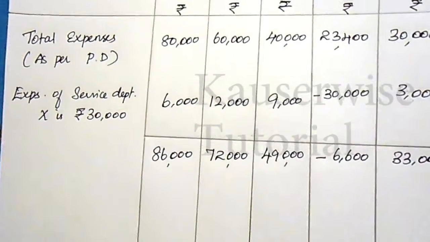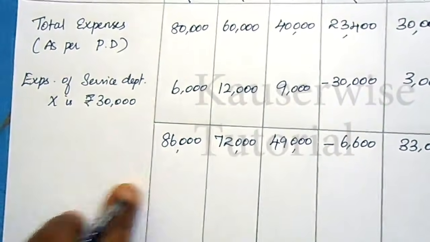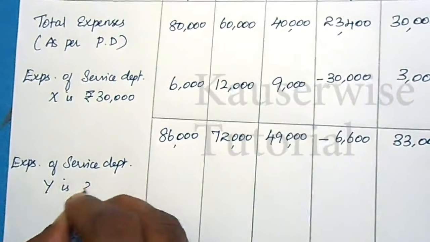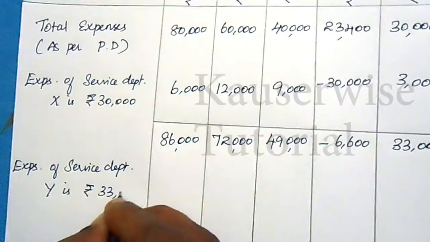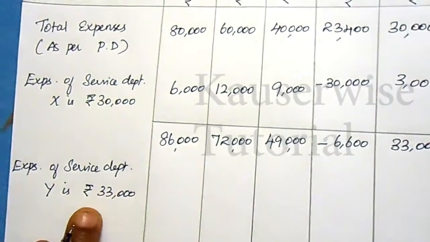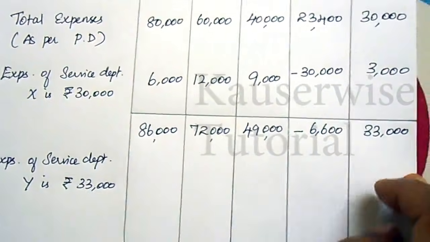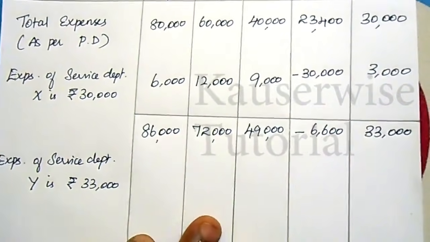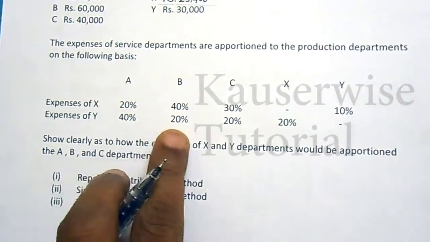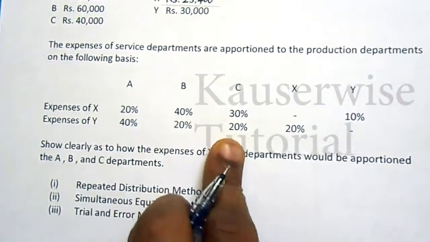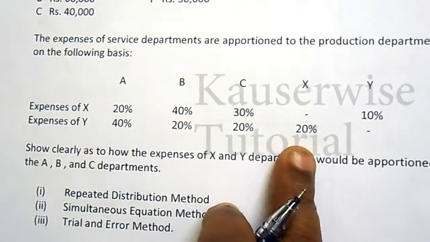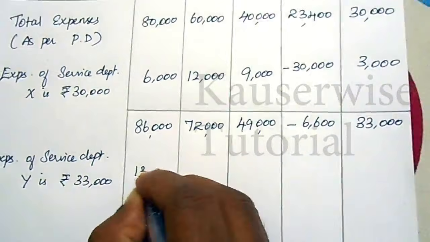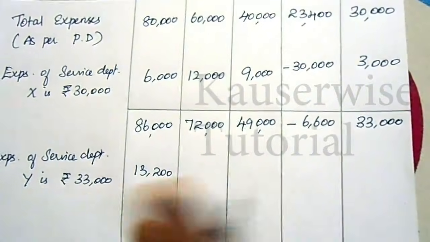Okay, next, expenses of service department Y is rupees 33,000. This will be reapportioned to all the departments except Y based on the percentage given in the problem. For A 40%, for B 20%, for C 20%, for X 20%. 33,000 into 40 by 100, 13,200.